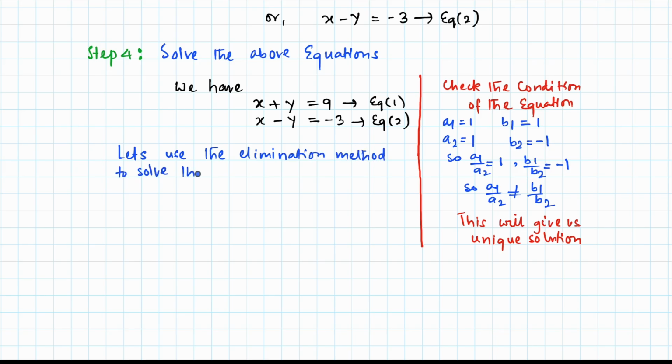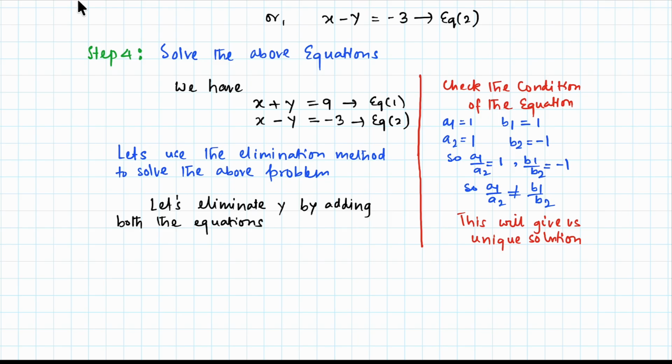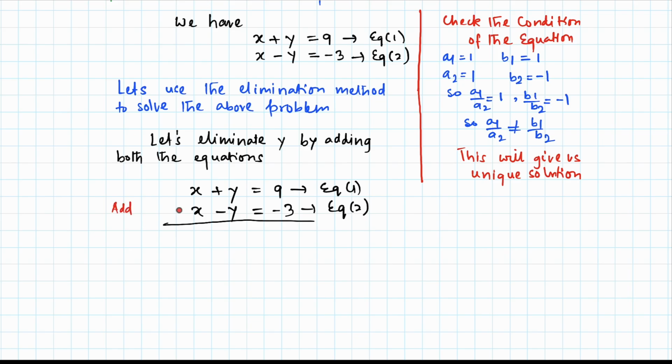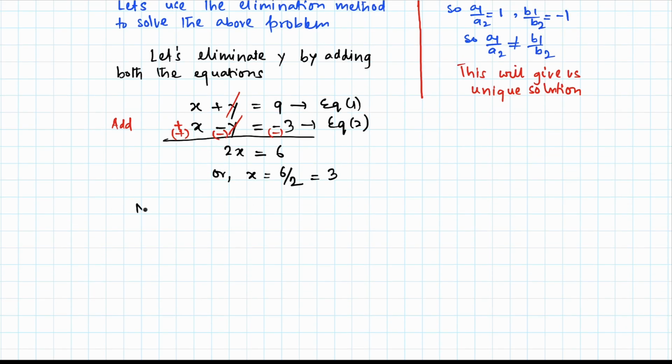So let us use the elimination method. We have learned 4 methods. Here we use the elimination method because the coefficients are the same. Only by adding these two equations can we eliminate, for example, y here. So let's eliminate y by adding both the equations. x plus y equal to 9 and x minus y equal to minus 3. Now we are adding, so all the signs remain the same. y gets cancelled, so we have 2x equal to 9 minus 3, which is 6. So x becomes 6 by 2, which is equal to 3. So we have solved the value of x.